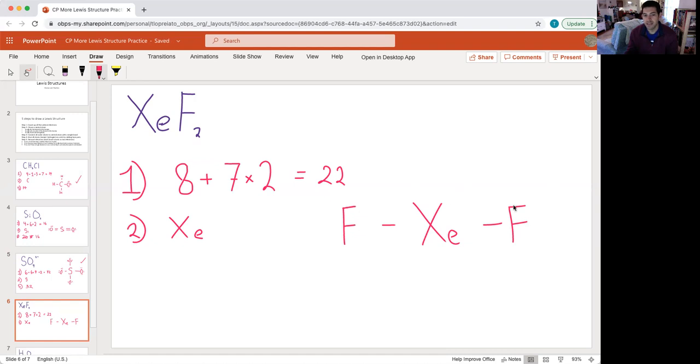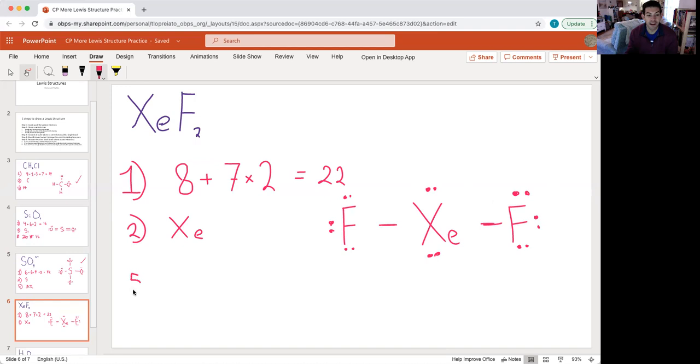Step 4, we got to give everyone an octet. So the fluorine gets 3 lone pairs, right? Each of them. And the central xenon atom needs 2 lone pairs, because it has only 4 valence electrons around it in the form of those bonds.